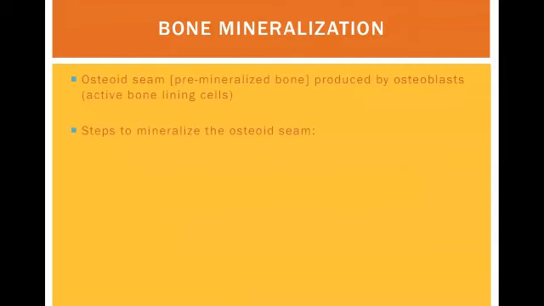In order for bone to be produced, osteoblasts, which are active bone lining cells, must produce and secrete osteoid, which is the pre-mineralized bone. Once the osteoid has been laid down, a few things must occur in order for this pre-mineralized substance to completely become mineralized bone. The first step involves the chondrocytes located within the cartilage surrounding the bone, either in the bone collar or within the matrix if the bone is forming via endochondral bone formation.